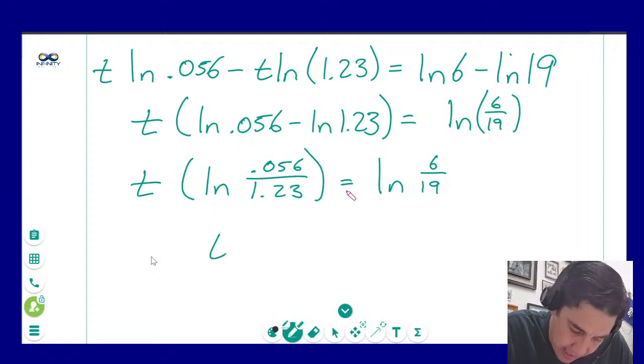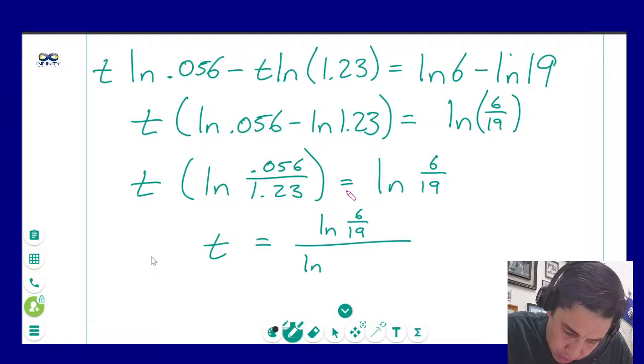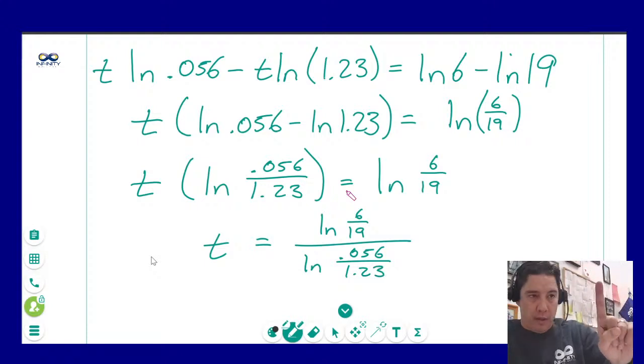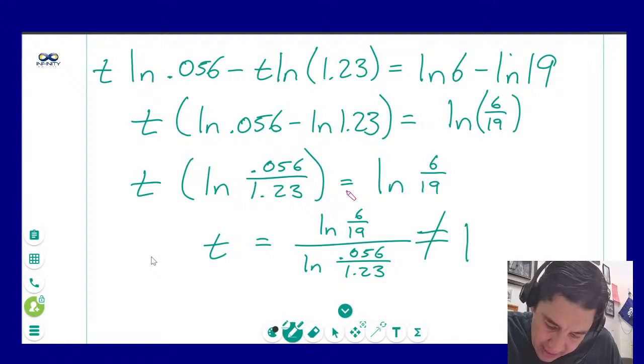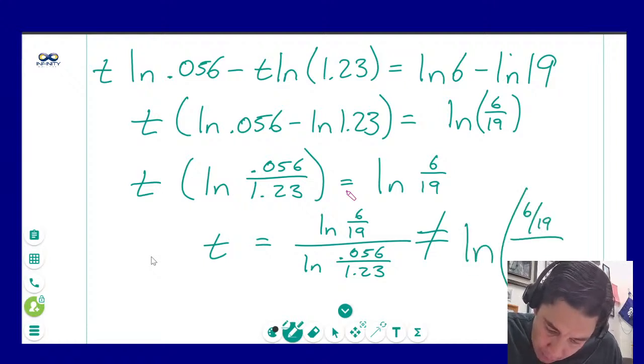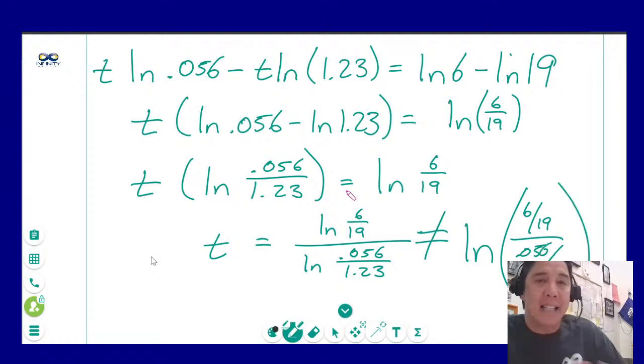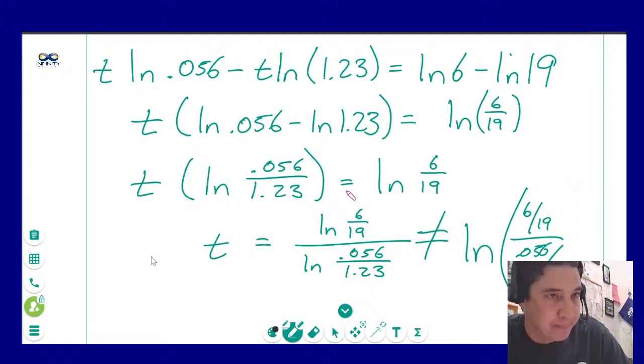So t is equal to the natural log of 6 over 19 over the natural log of 0.056 over 1.23. Don't make this mistake. This is not equal to the natural log of 6 over 19 over 0.056 over 1.23. You cannot do that. That is not good. Are we clear? Good.